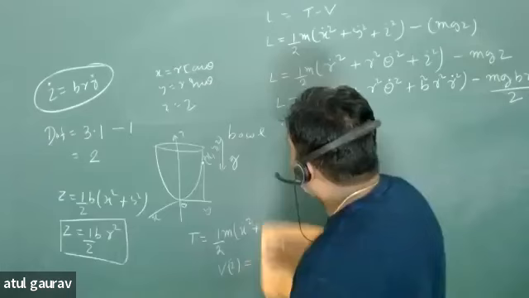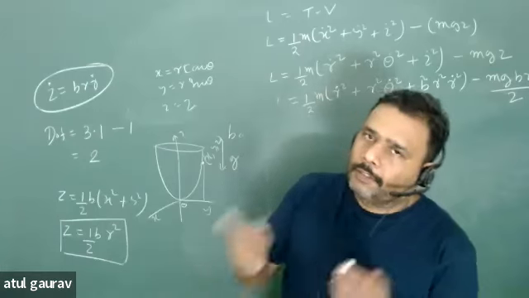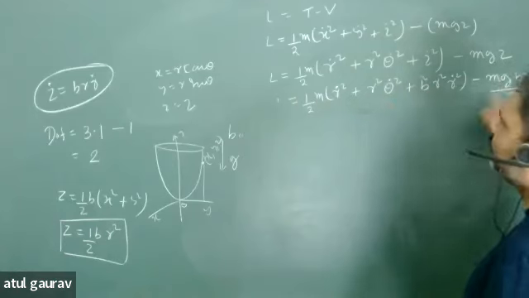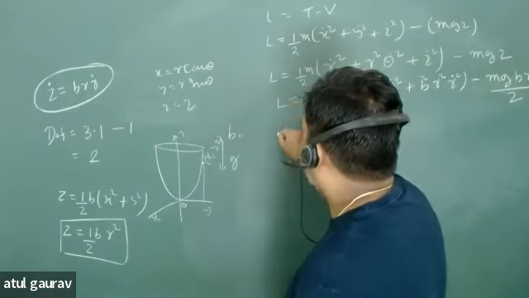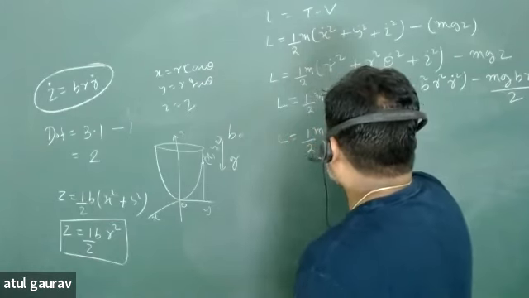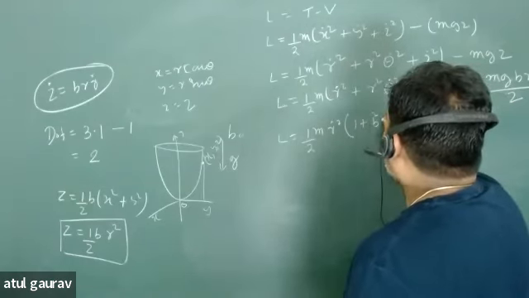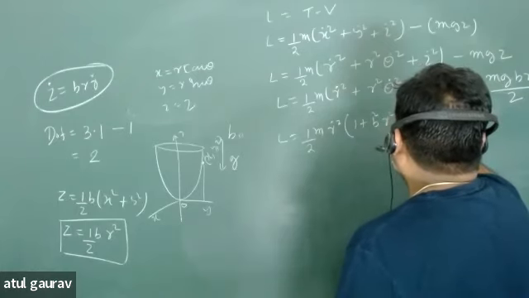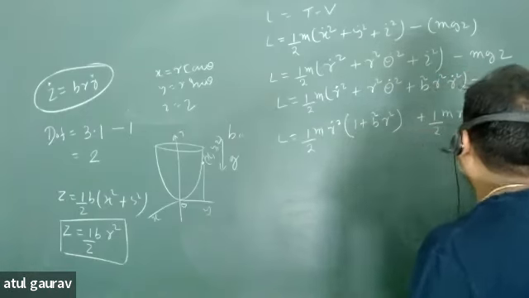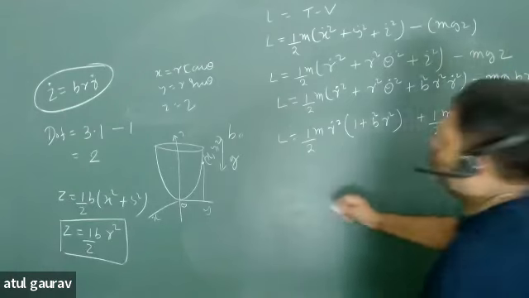And how many degrees of freedom are there? 2 degrees of freedom. So the 2 degrees of freedom are equal to the number of generalized coordinates, which is also 2. So yes, this Lagrangian is correct in nature. So I can write this as half m r dot square (1 plus b square r square) plus half m r square theta dot square minus mg b r square by 2.